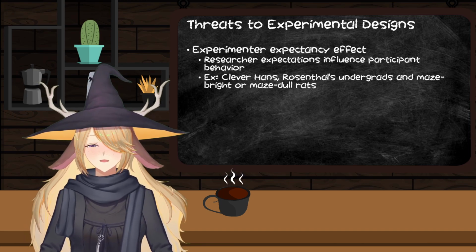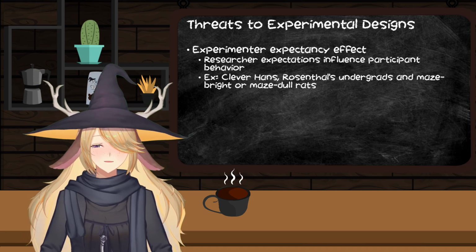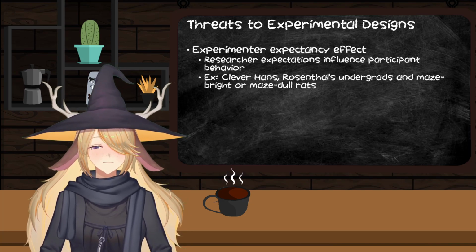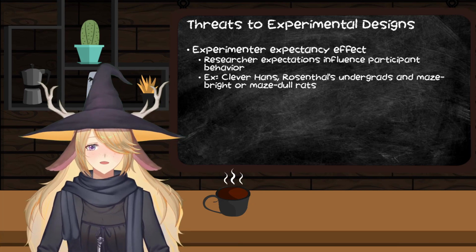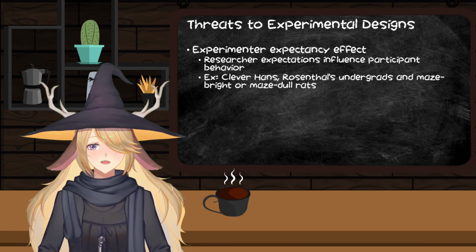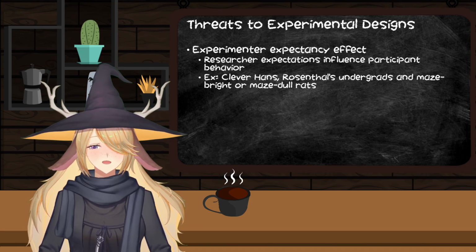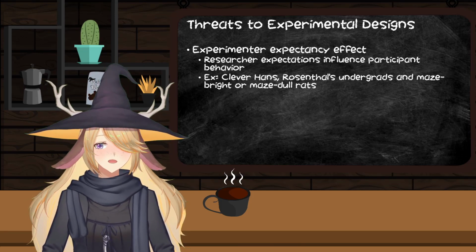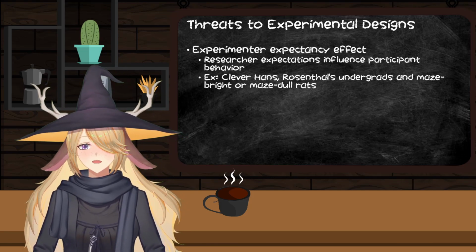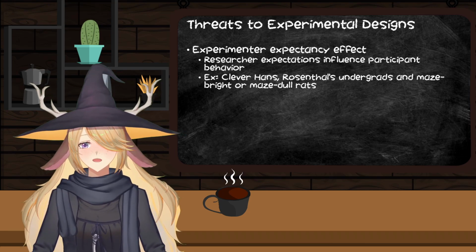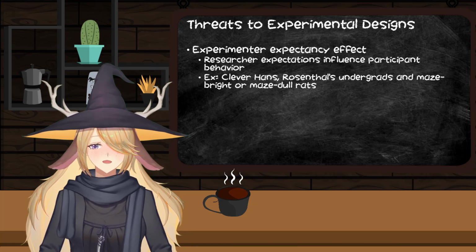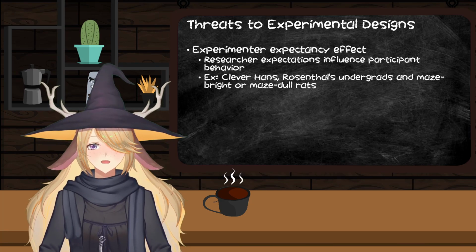The students that were told that their rats were smart and were going to be good at running the maze trained their rats better than the students that were told that their rats were dull or not going to be able to be good at this. It was their expectation of their rats that was influencing their behavior and how they treated the rat, which had downstream consequences on how the rats learned to run.